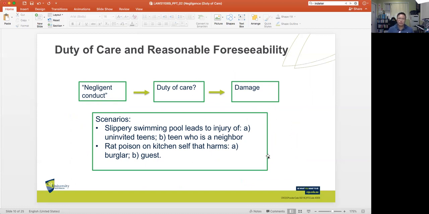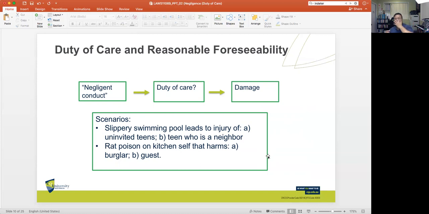So as I mentioned, on the one hand, what if you have negligent conduct and then there is damage upon a plaintiff? The question is, would the defendant have legal liability on the basis of tort for his or her negligent conduct or actions? That question can only be answered by examining the concept of duty of care. Let's look at the scenario.